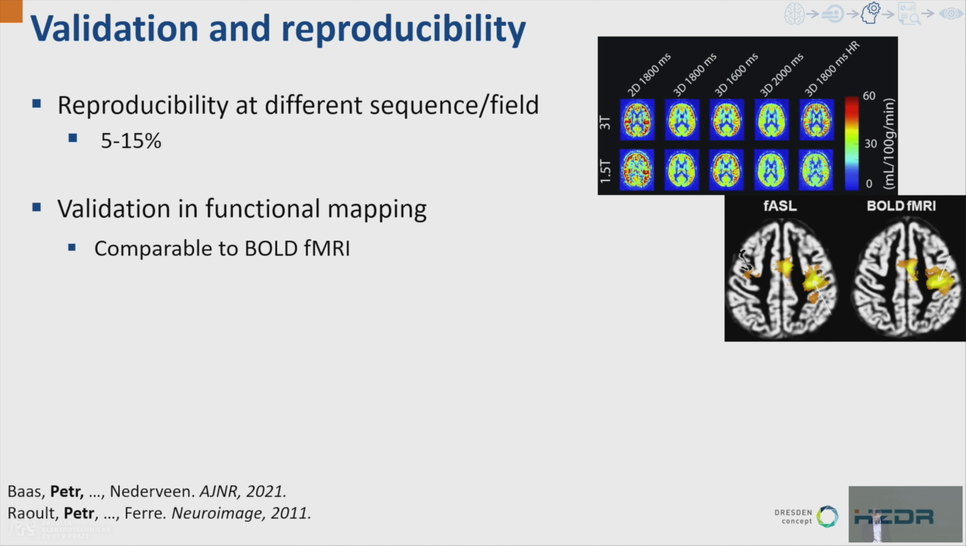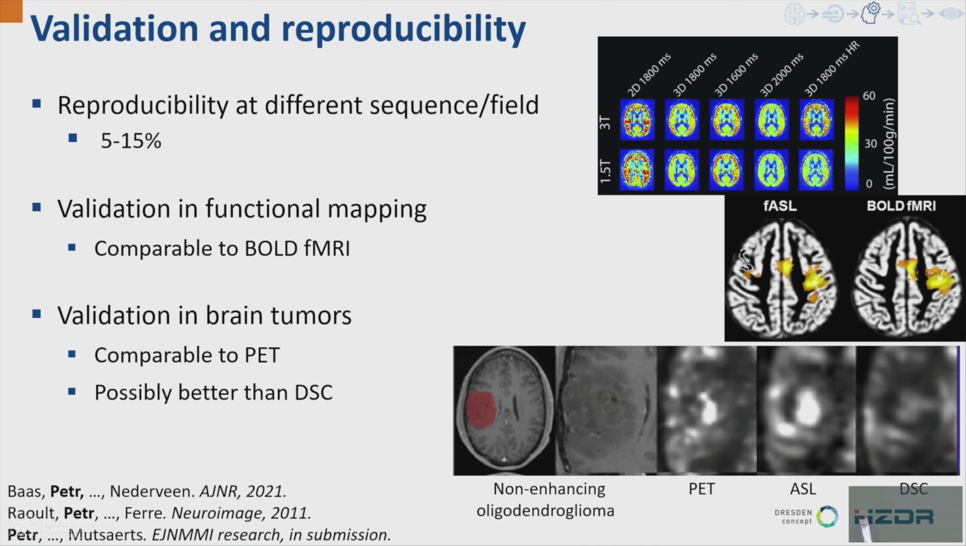We were also able to show that measuring brain activation with ASL is comparable to the established standard of functional MRI, and the advantage is, of course, that the functional ASL measurement is able to provide a real, quantitative assessment of how the perfusion is increased following activation.